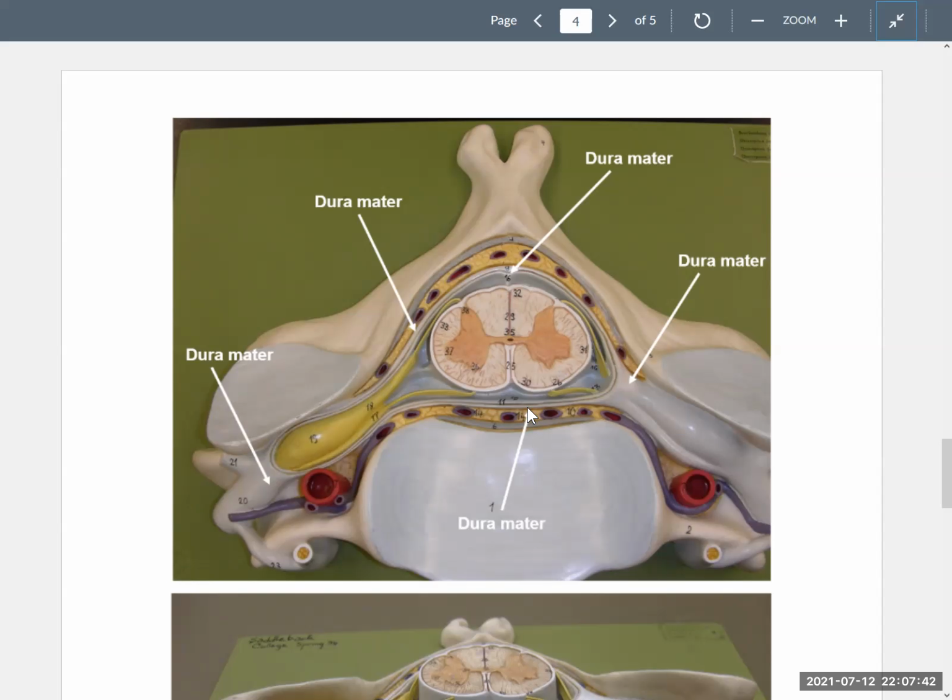This is the dura mater. That's the only thing that's labeled here. The dura mater translates to tough mama.